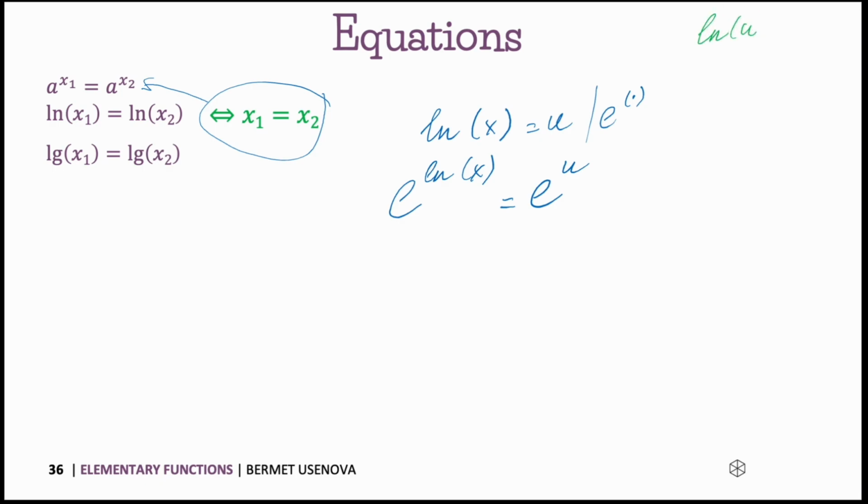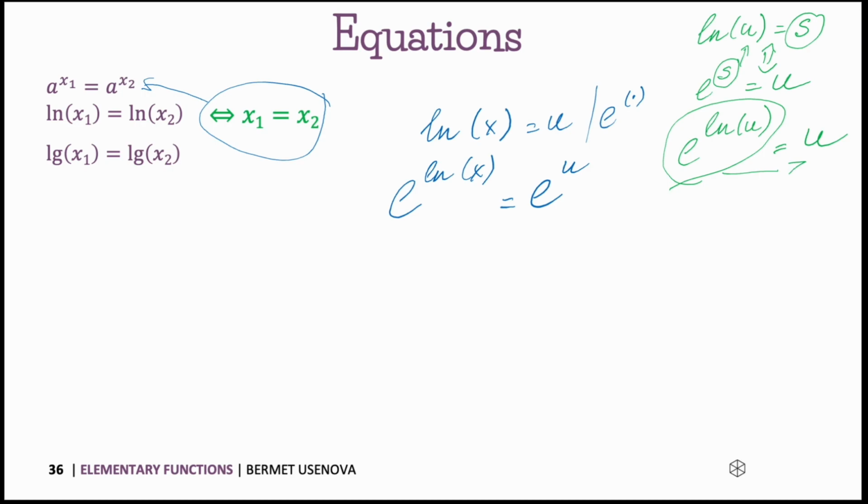The natural logarithm of u equals some number s, and this s is some kind of power. Since s is equal to our logarithm, we can rewrite it as e to the power of the logarithm of u equals u. So this expression will be just equal to u. And if you look here, this is very close to this expression, which means that this expression here is just x. In this case, x will be equal to e to the power of u.